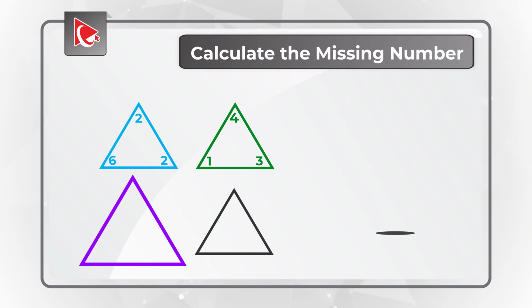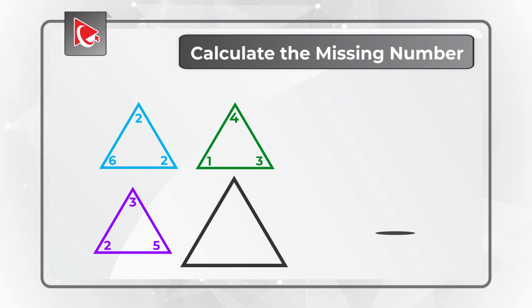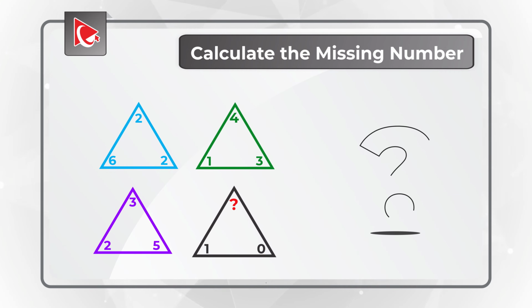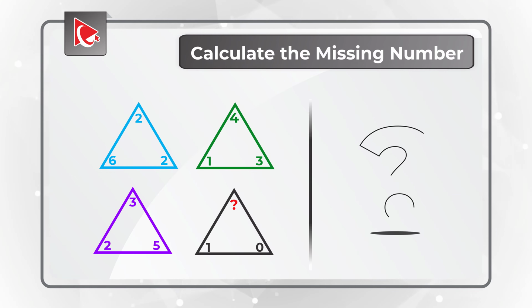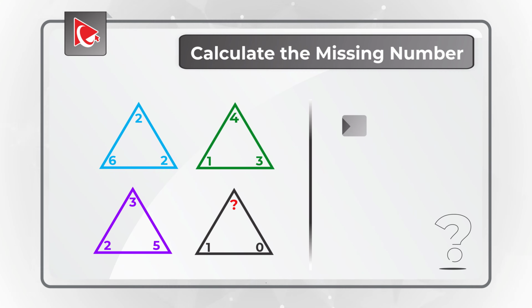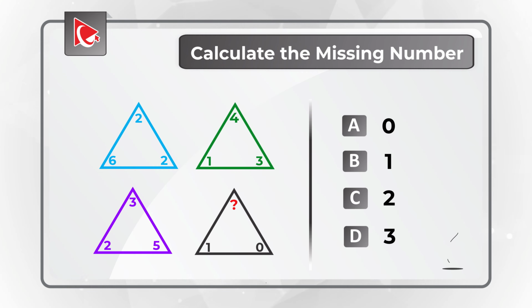The purple triangle in the bottom left corner has numbers 3, 5, and 2. And then the last triangle, black triangle, has numbers 0, 1, and then in the upper corner there is a missing number which you need to calculate based on the 4 different choices. Choice A, 0. Choice B, 1. Choice C, 2. And choice D, 3.